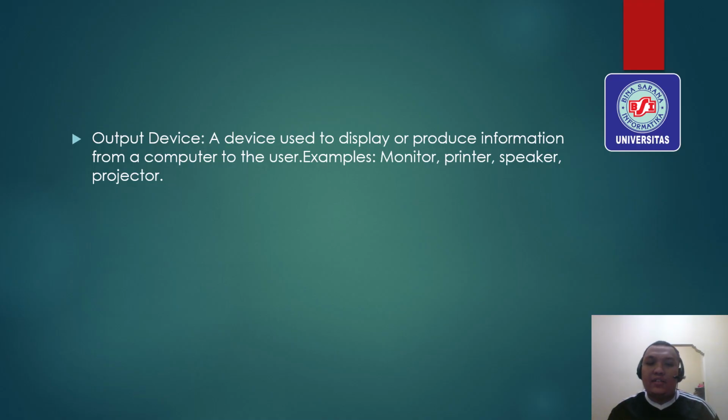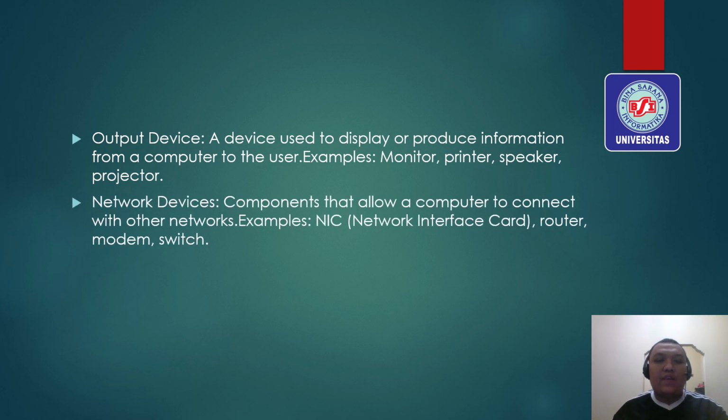Next is the output device. The output device is used to display or produce information from a computer to the user. Examples are monitor, printer, speaker, projector, or this headset. Next is the network device, the component that allows a computer to connect with another network. Examples are a NIC or network interface card, router, modem, and switch.